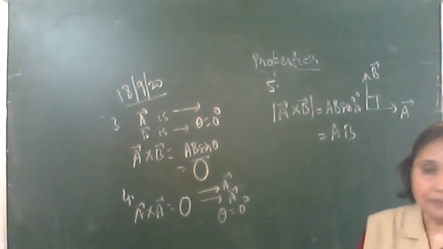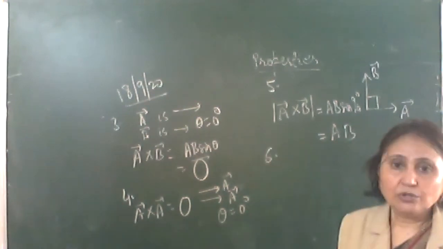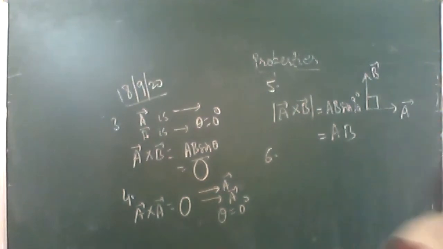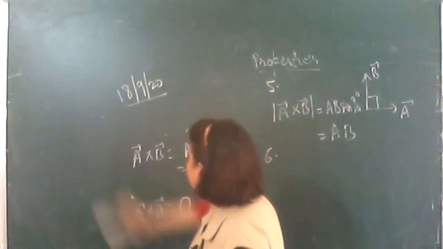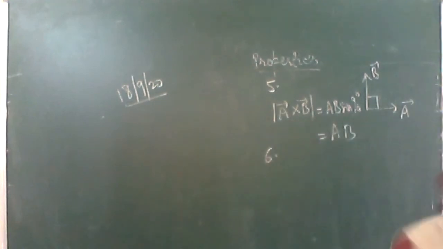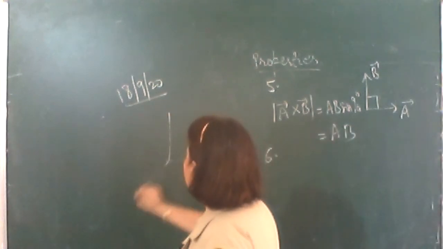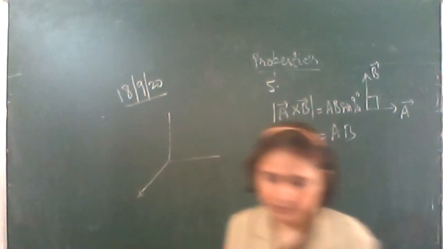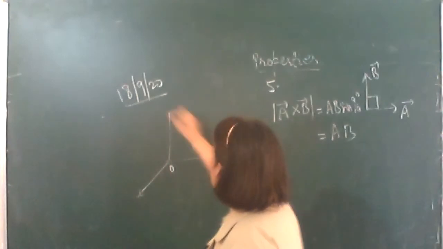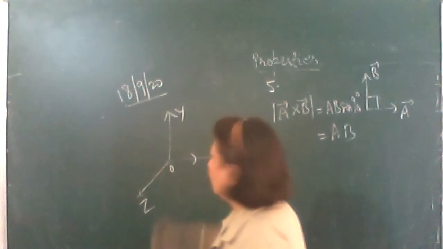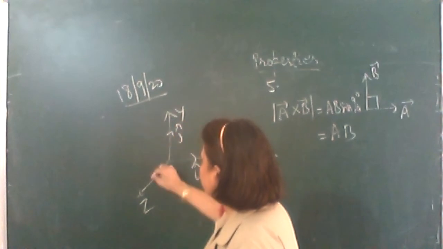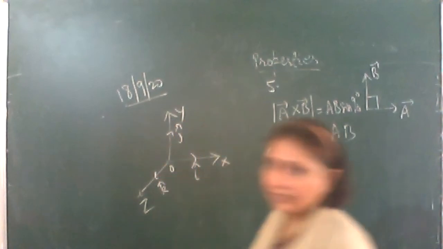Okay, next we come to write down cross product of unit vectors. We know that this is x-axis, y-axis, z-axis. Along x-axis, the unit vector is i cap. Along y-axis, the unit vector is j cap, and along z-axis, the unit vector is k cap.